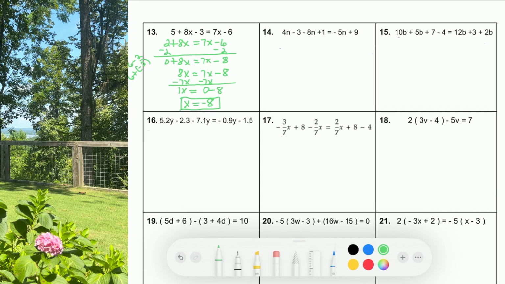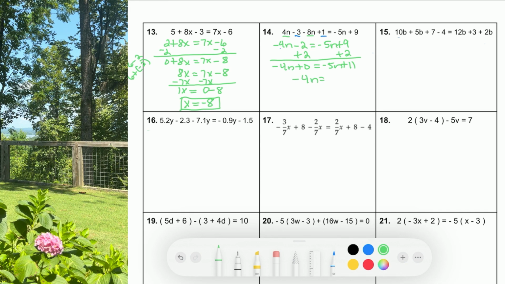Number 14. Again, I have some terms that are alike that I need to combine. So 4n minus 8n is -4n. -3 plus 1 is -2. And then rewrite the rest of the problem. I'm going to add 2 to both sides. So negative 4n plus 0 equals negative 5n plus 11. Rewrite that without the 0.